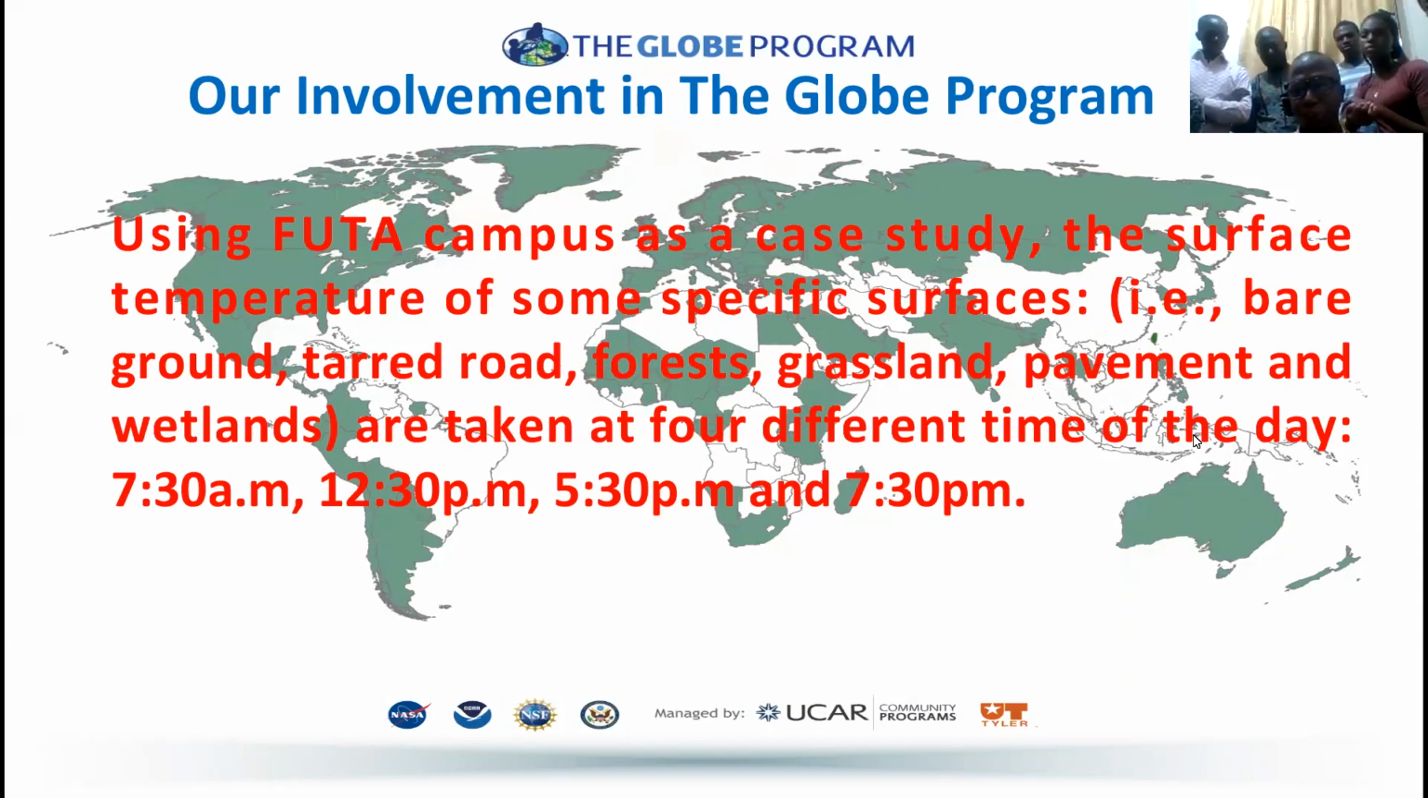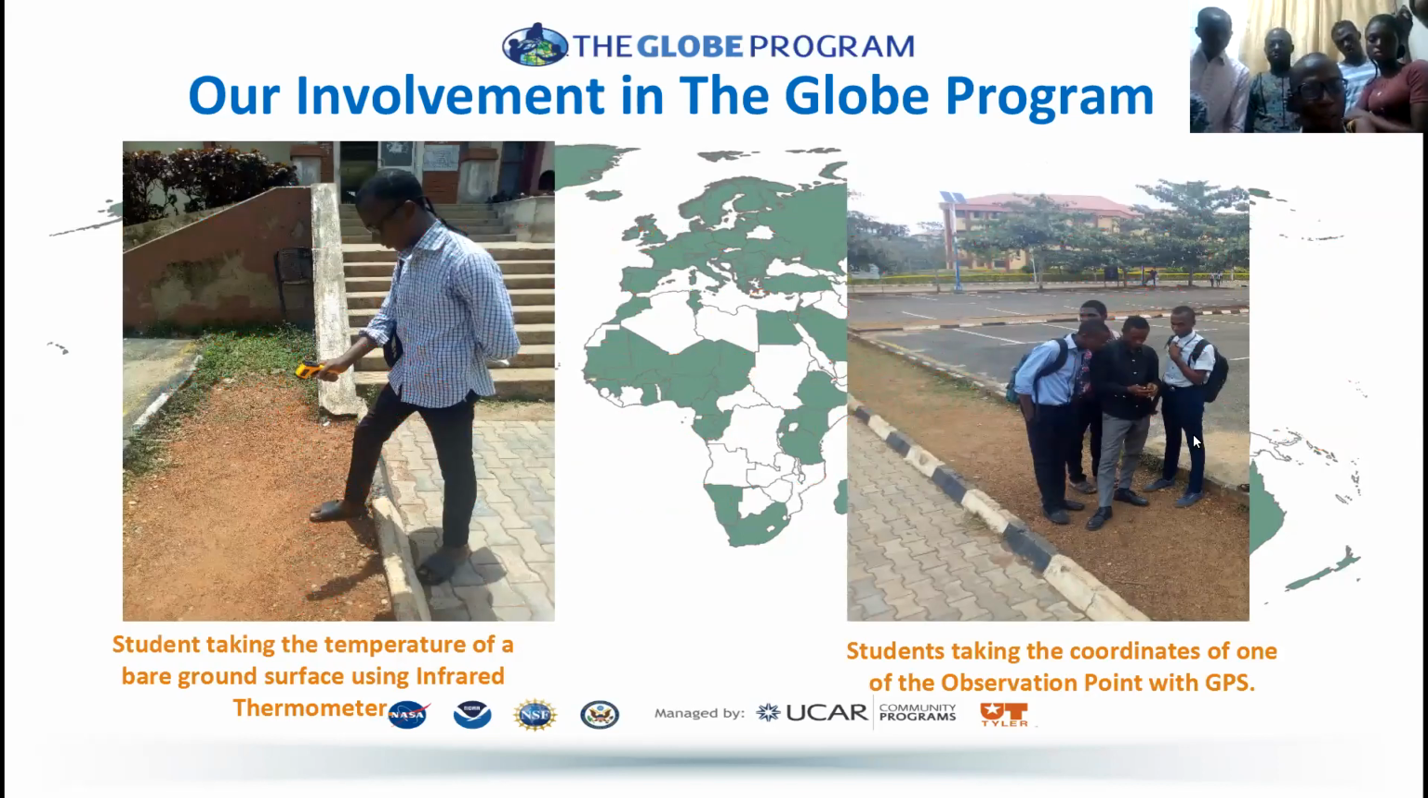We took the temperature of the bare ground, the tree surface, the forest, the grassland, pavement, and wetland. And these temperatures were taken at different times of the day. 7:30 a.m. represents the morning, 12:30 p.m. the afternoon, 5:30 p.m. the evening, and 7:30 p.m. later in the night.